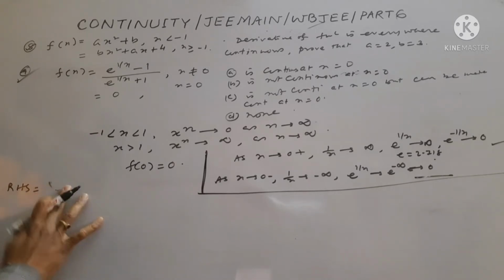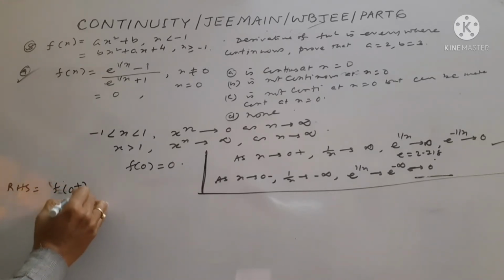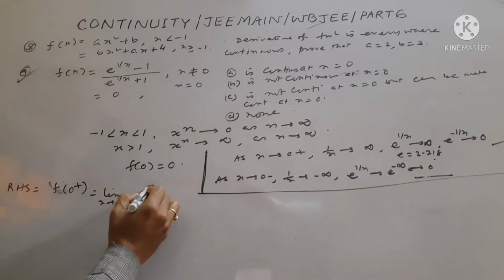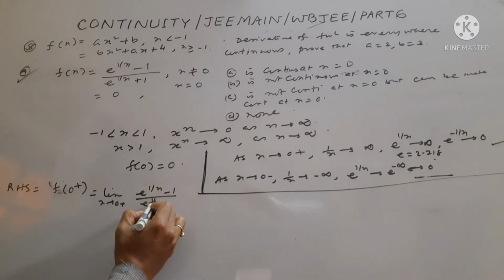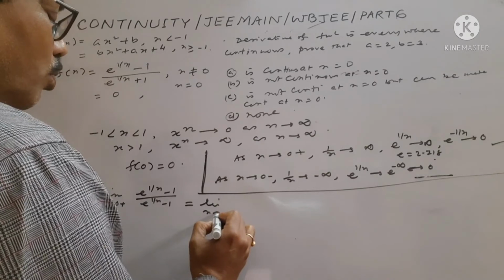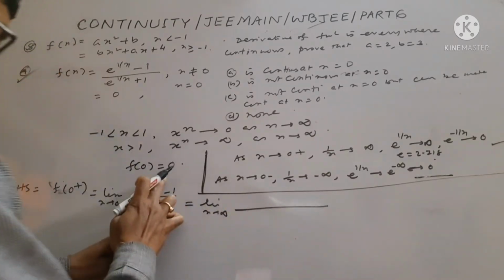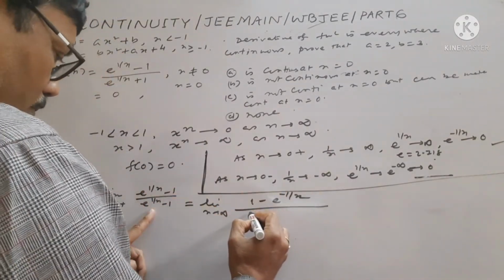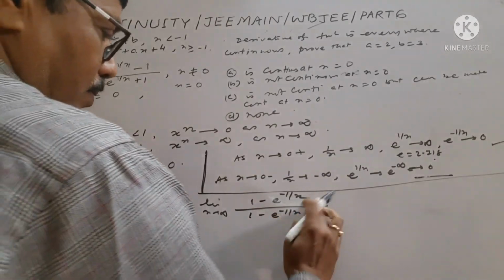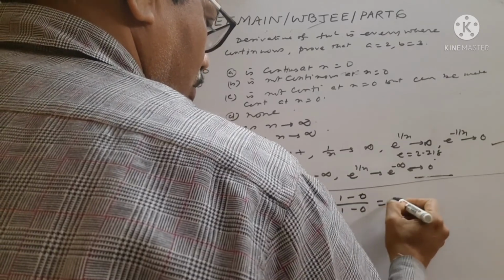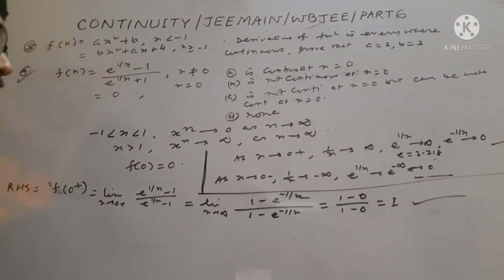So, what is the right hand limit? This is called f dash 0 plus: limit x tends to 0 plus of e to the power 1 by x minus 1 over e to the power 1 by x plus 1. Here e to the power 1 by x tends to infinity, and we do not want to put the infinity value. So, divide by e to the power 1 by x. Now, e to the power minus 1 by x tends to 0. So, 1 minus 0 over 1 plus 0, this is 1. So, the right hand limit is 1.